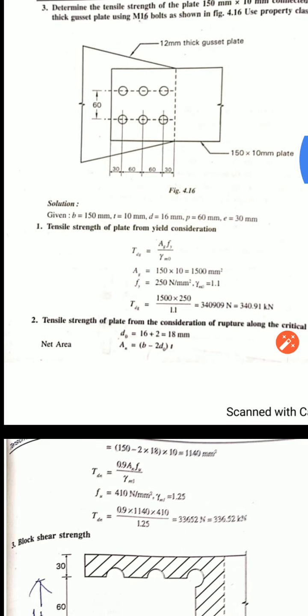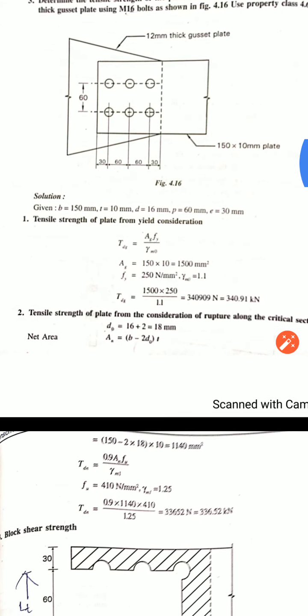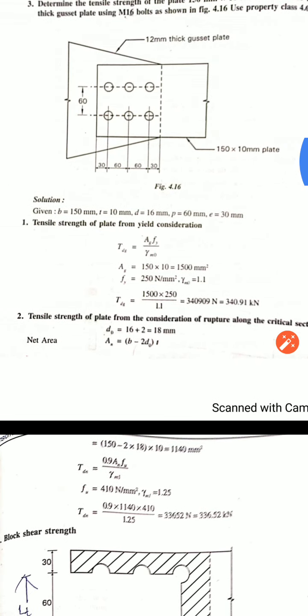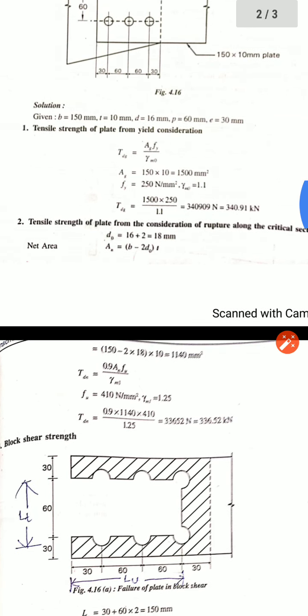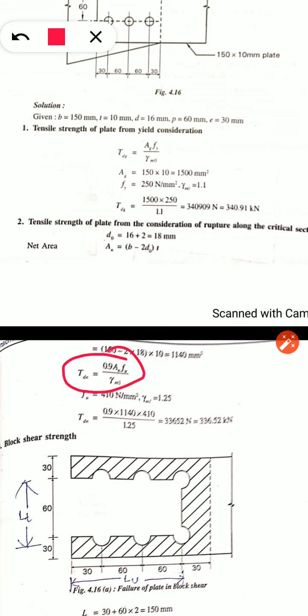Next, second, we have to find the tensile strength of the plate along rupture. So this is a plate problem, and we have to refer to the plate section formula. The formula is this one: Tdn is equal to An fu divided by gamma m1.